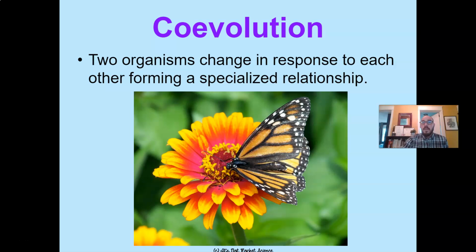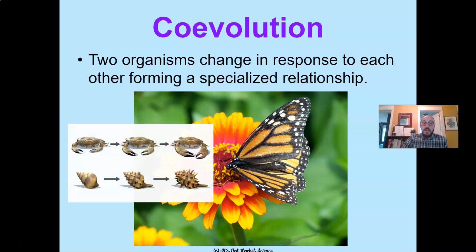All right. And coevolution. So this is when two organisms change in response to each other and they form specialized relationships. Hexapods like this butterfly here are a perfect example. This flower produces nectar, which is very costly for it to produce, and it gives this butterfly a source of food in exchange for the butterfly getting covered in pollen and taking that pollen and pollinating other flowers, therefore spreading the genes of this flower.